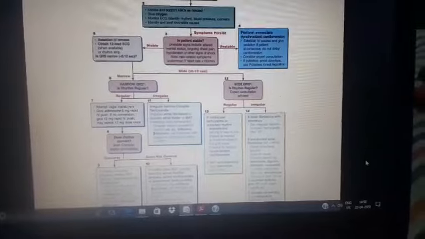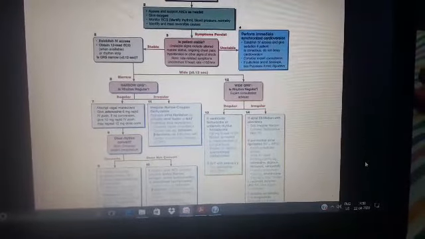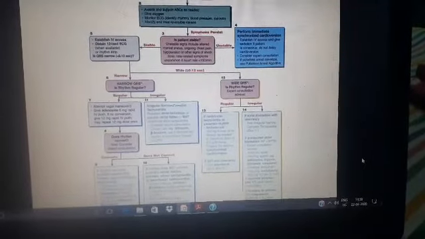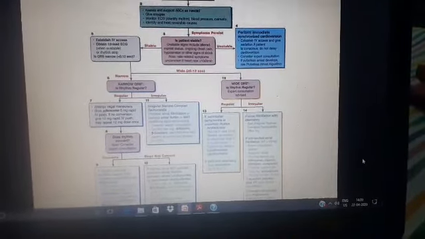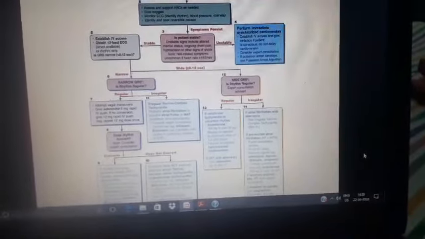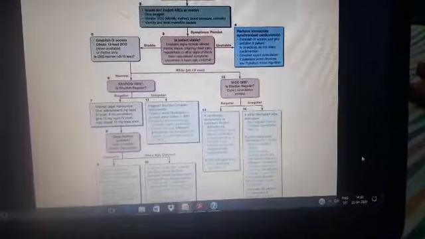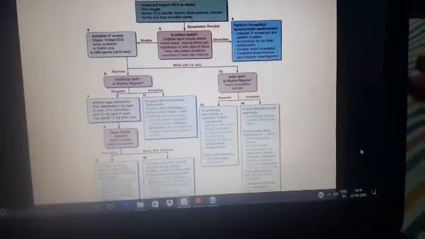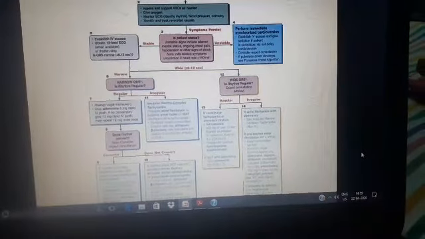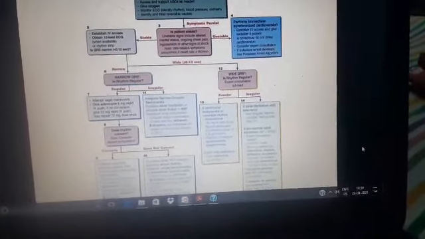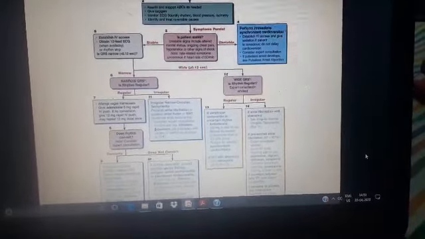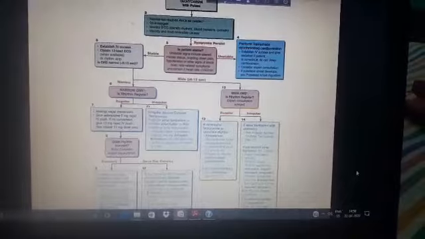Number 5, calcium channel blockers are not useful in treatment of ventricular arrhythmia. Why? Number 6, sodium channel blockers are not so effective in treatment of atrial arrhythmia. Why?